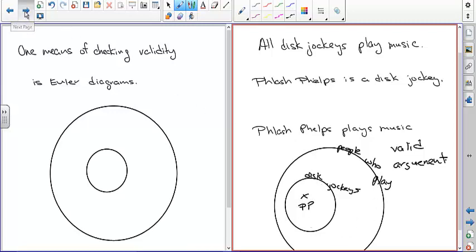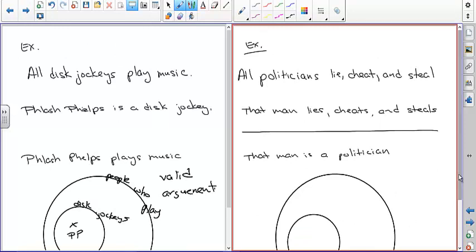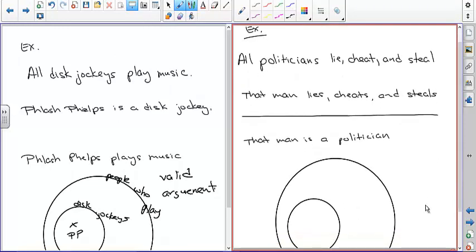Okay, let's do an example where that doesn't happen, which is an invalid argument. It may be true, but it may not be a valid argument. So all politicians, just like all disc jockeys, so I'm going to make the inside circle politicians. Politicians are a subset of people who lie, so we'll say people who lie, cheat, and steal.